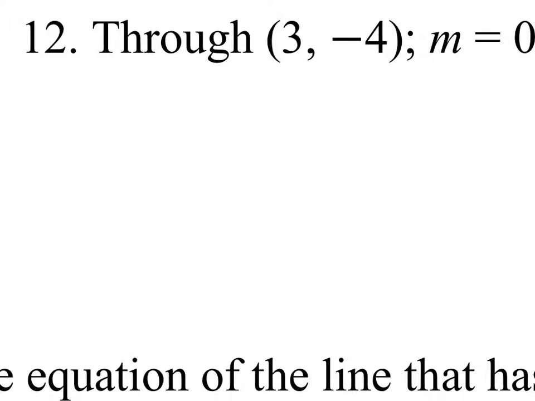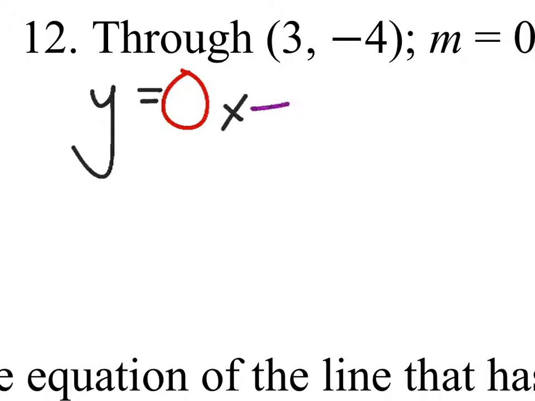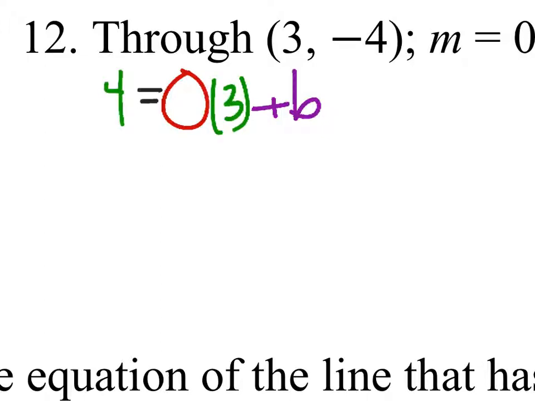Let's go ahead and do this one. We'll do y equals mx plus b on this one. It should be pretty clear what is going to happen, because slope-intercept form would give us y equals mx plus b, and we're just solving for the y-intercept. Now, we have a 0 for our slope, so it doesn't matter what I put in there for the x, it's still going to cancel itself out. So, let's see. My x value is 3, and my y value is 4.